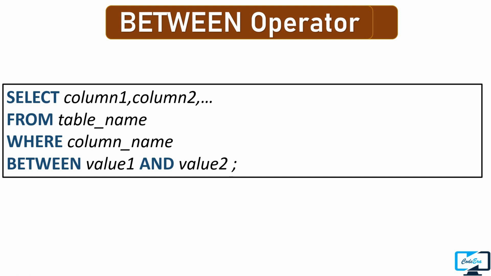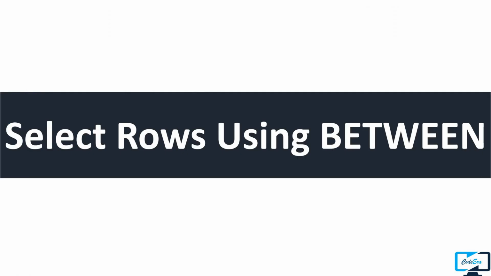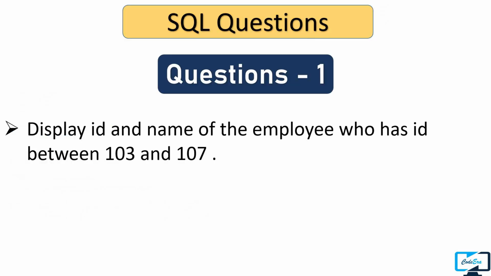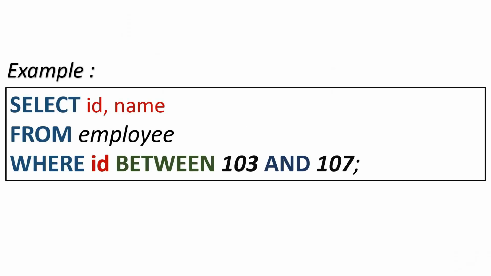So now let's solve some queries based on the BETWEEN operator. In our employee table we have these 5 columns, which are ID, name, salary, department and date of birth. Our first question is to display ID and name of the employee who has ID between 103 and 107. To solve this question, our SQL query will be something like this. We will write SELECT ID, name FROM employee WHERE ID BETWEEN 103 AND 107.